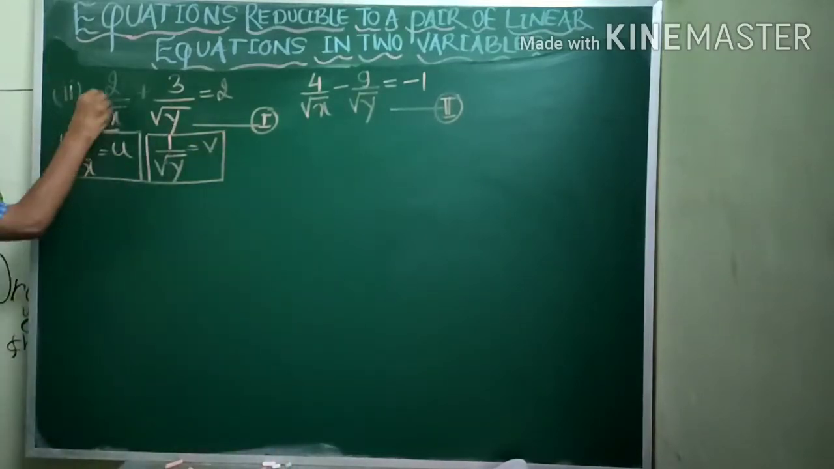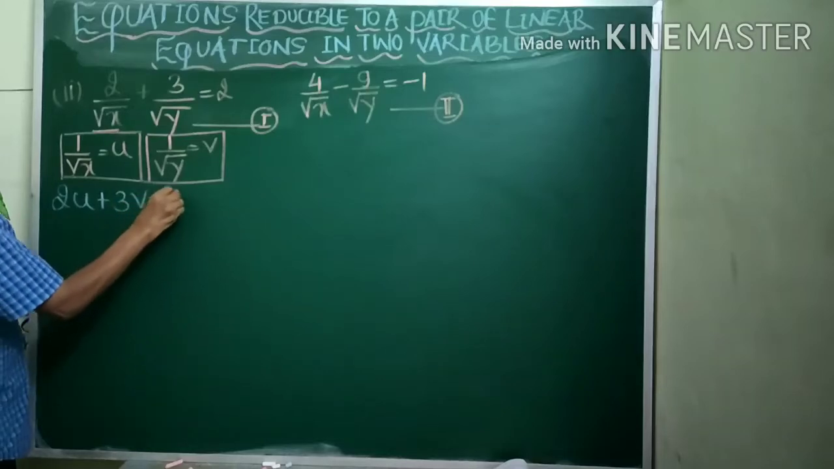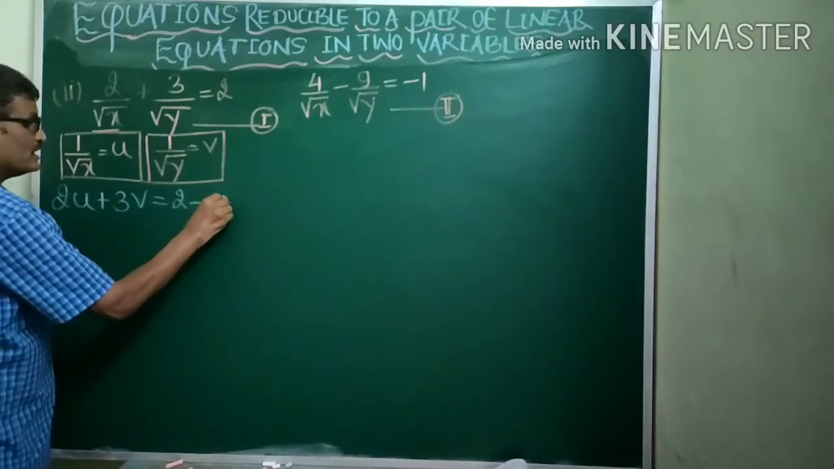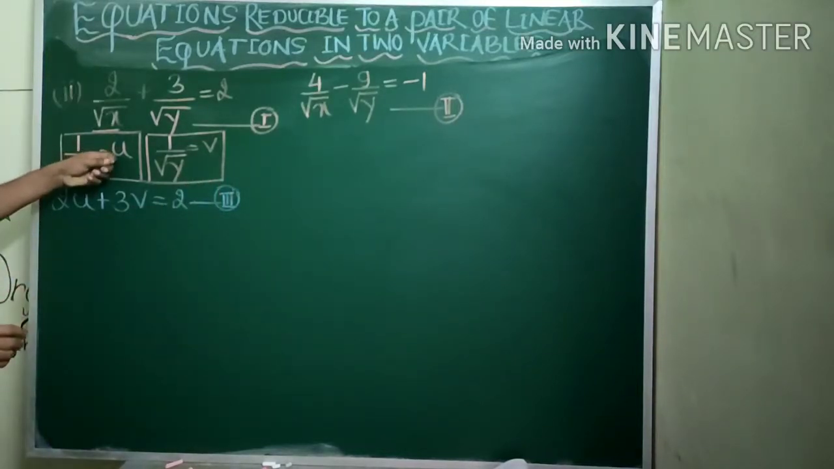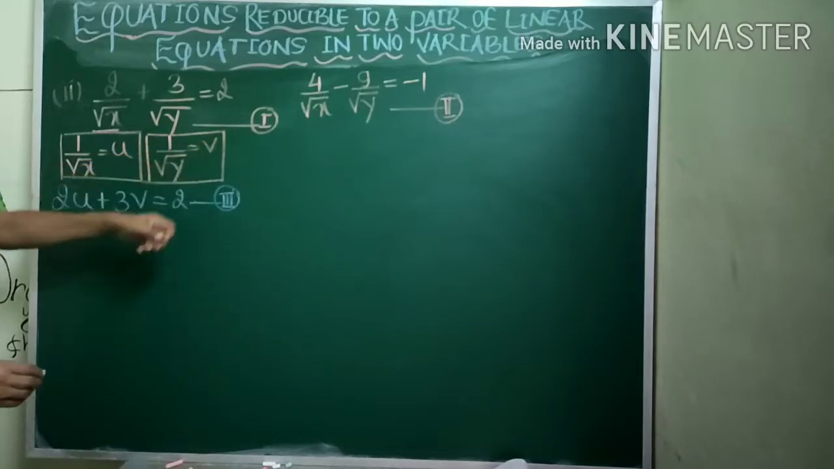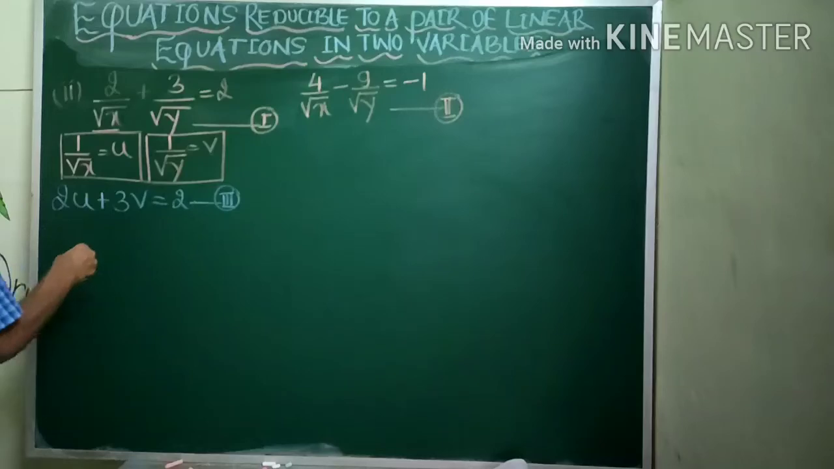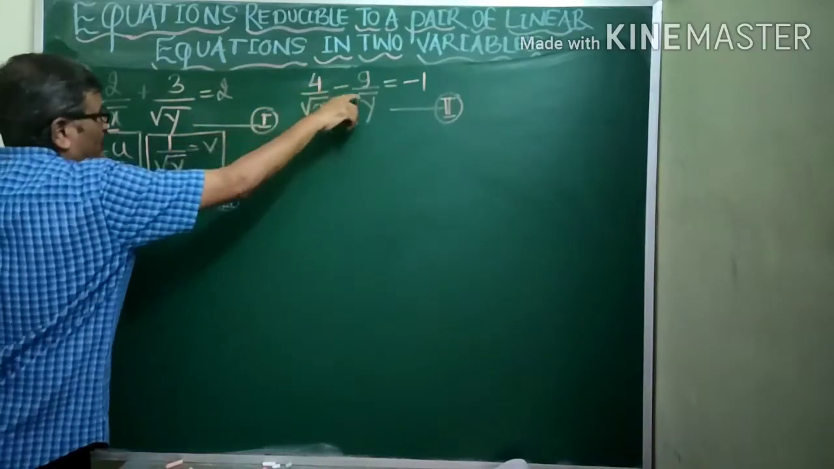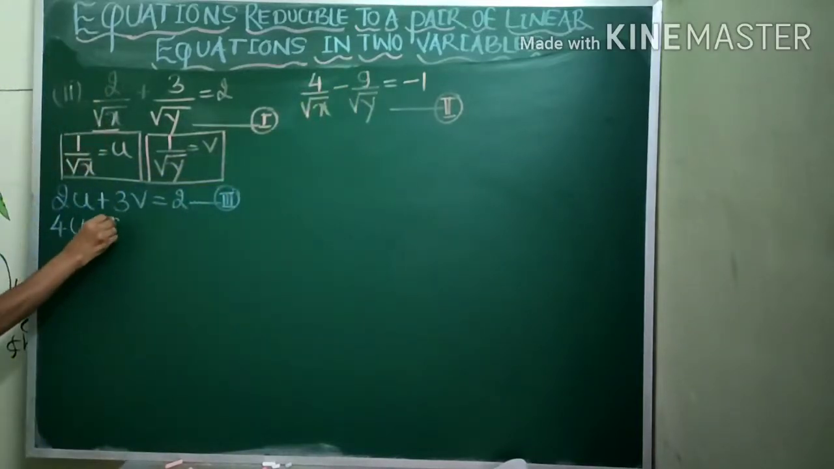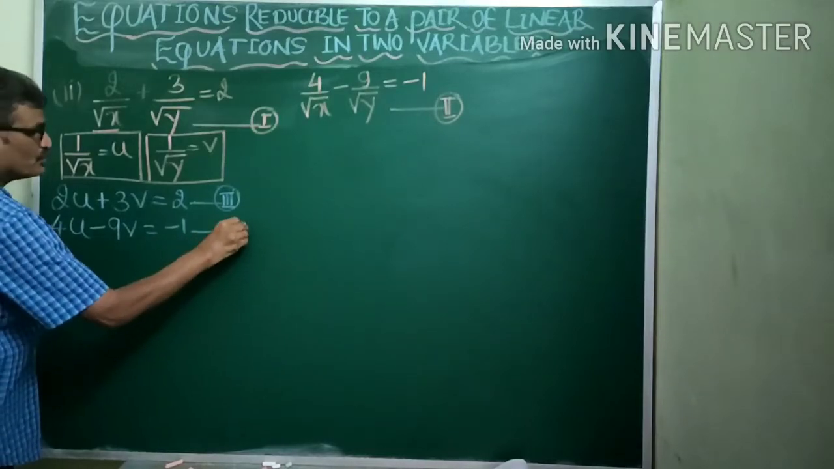See here, what happens is this becomes 2u plus this becomes 3v is equal to 2. Now this I'll call the third equation. So 1 by root x I have taken as u, 1 by root y I have taken as v. Now the same thing if I do here, instead of 1 by root x if I put u, this becomes 4u. And again 1 by root y if I take it as v, then it becomes minus 9v is equal to minus 1. This I'll call the fourth equation.